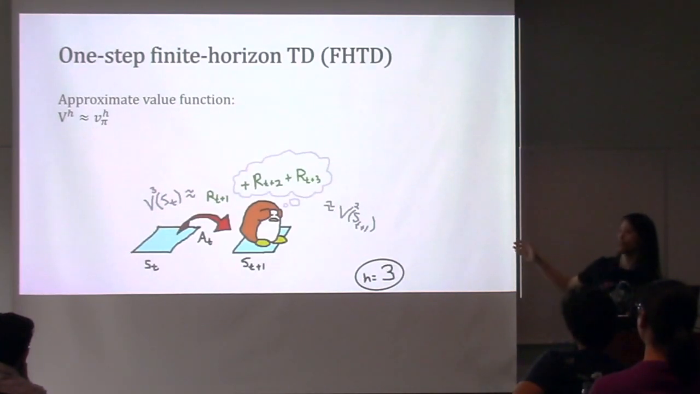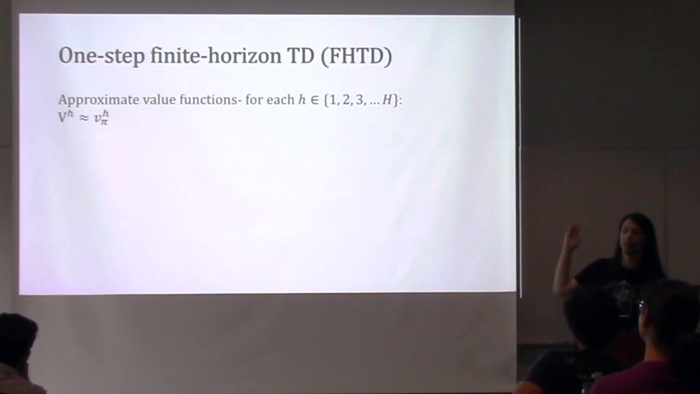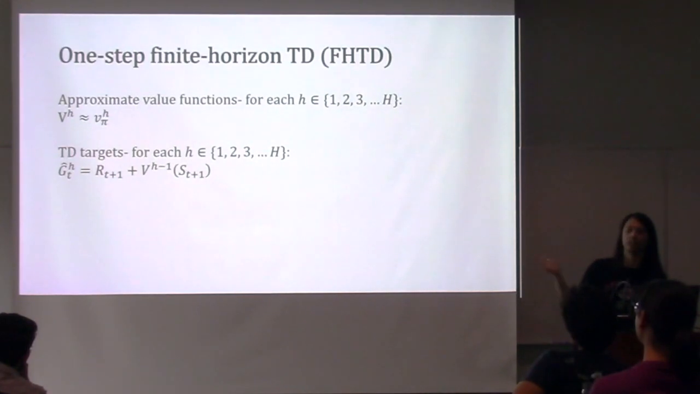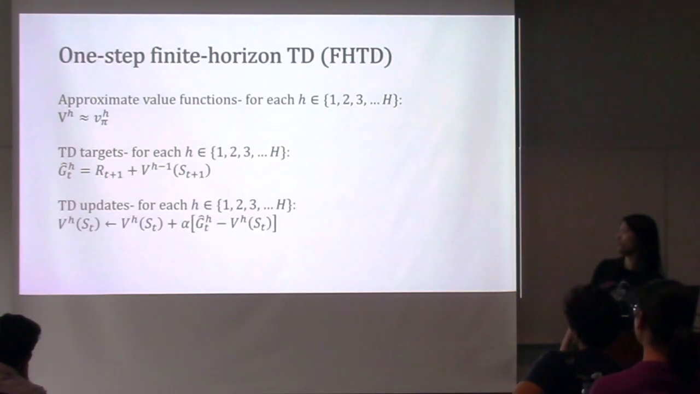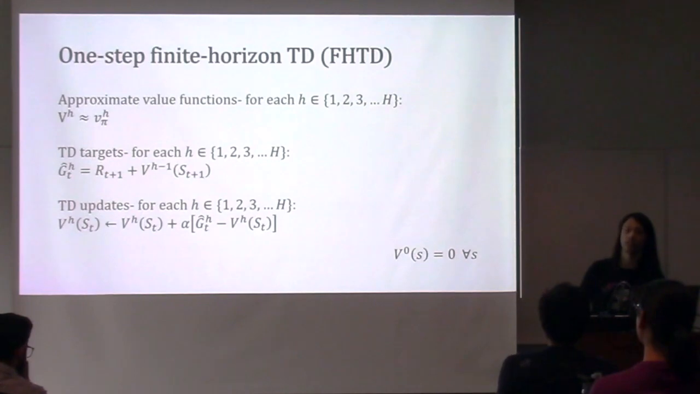So an implication of this is that you have to learn multiple value functions. So you have to do this for each h from 1 to some final horizon you care about. And you update a TD target, which looks similar to the infinite horizon case, except you're bootstrapping off of the previous horizon. And you do this again for each h. And also for each h, you would perform a TD update, which also looks similar to the infinite horizon case. And something important to note is that the value of the 0th horizon is always 0 because nothing happens in 0 steps. And so you can use TD to estimate these finite horizon returns. You can learn them online and incrementally.